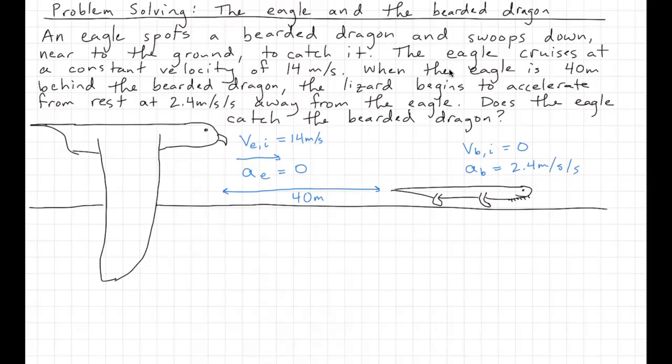So the basic idea here is that we want to find a time when the position of the eagle is the same as the position of the bearded dragon. If we can find a time when that is true, then we'll know that the eagle caught the bearded dragon. If we cannot find a time when the position of the eagle is equal to the position of the bearded dragon, if there's no time where that works, then we'll know that the bearded dragon has escaped.